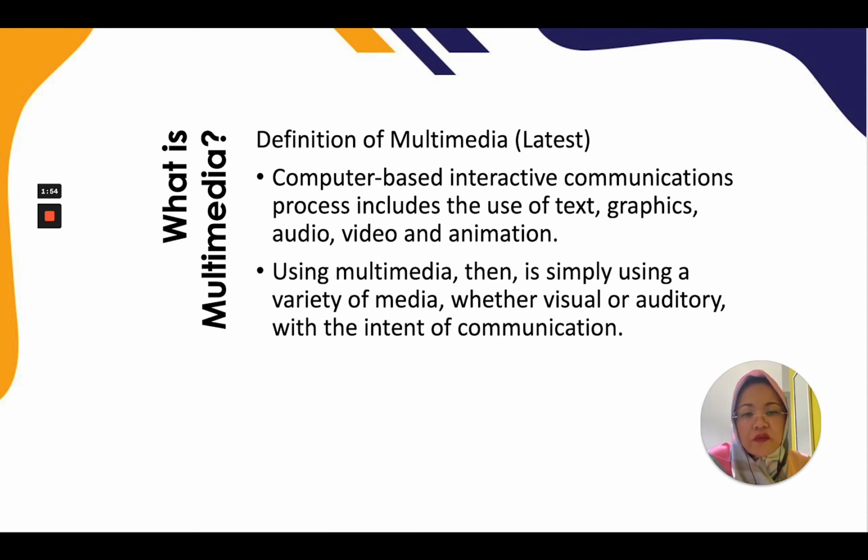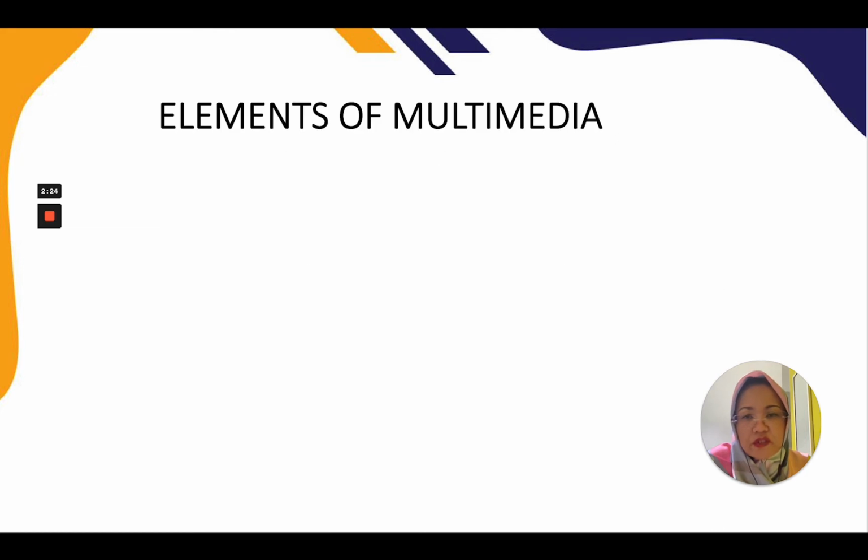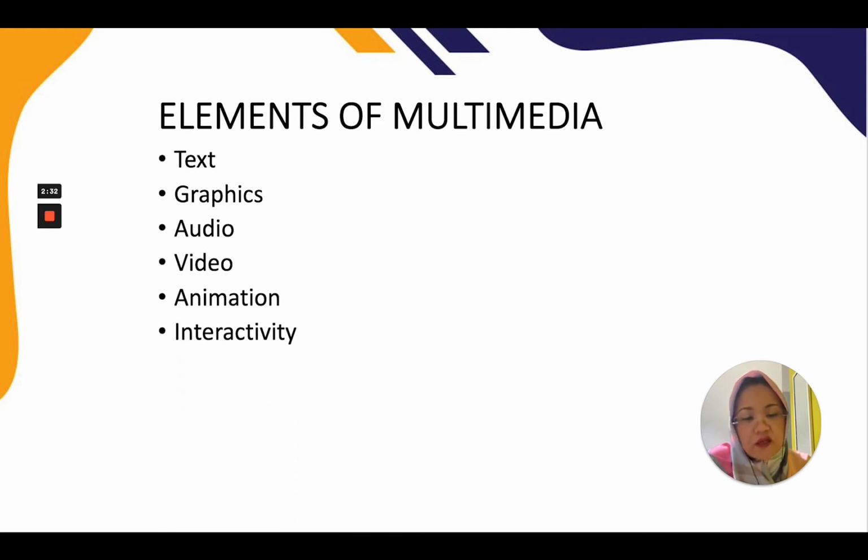Therefore, using multimedia is simply using a variety of media, whether visual or auditory, with the intent of communication. So we use multimedia to communicate. So easily said, what exactly is multimedia? It is the use of a number of media, which covers text, graphics, audio, video, and animation, as have been shown just now. So again, elements of multimedia cover text, graphics, audio, video, animation, and interactivity.